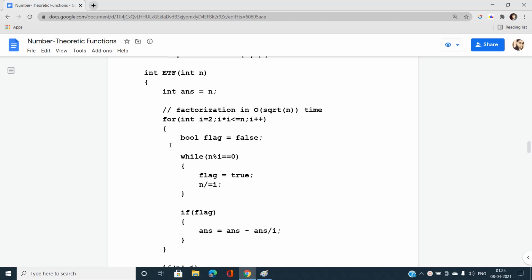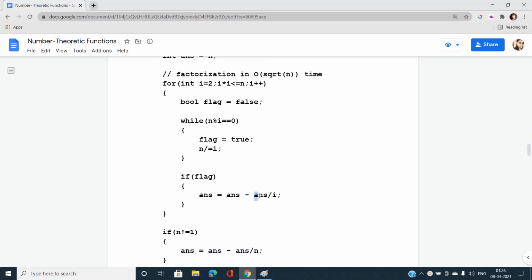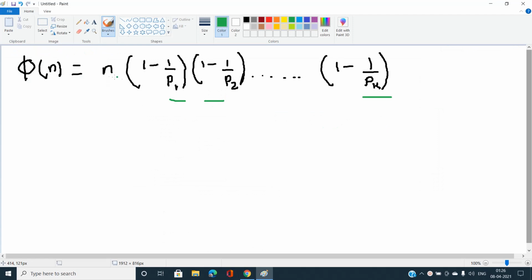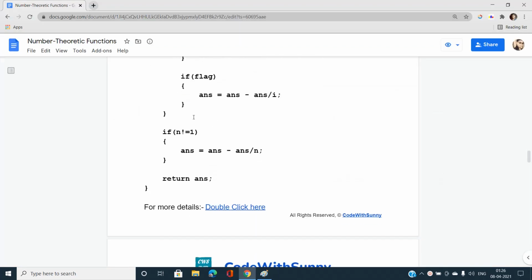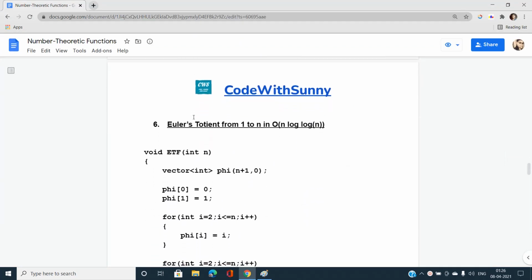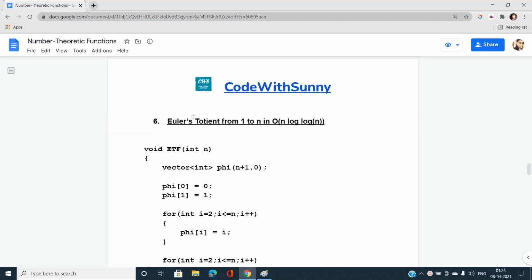Whenever we find a prime factor of the number n, I'm going to apply the operation answer equals answer minus answer divided by this i, similar to this term. You can see my answer is already stored, and I need to perform this operation, answer minus answer divided by that prime factor. So let's head over to another implementation, that is Euler's Totient from 1 to n in O of n log n time.